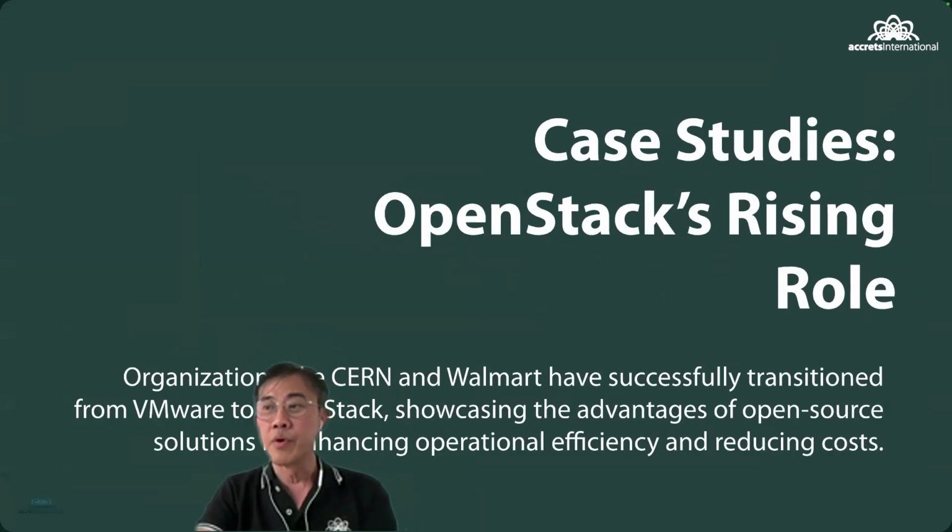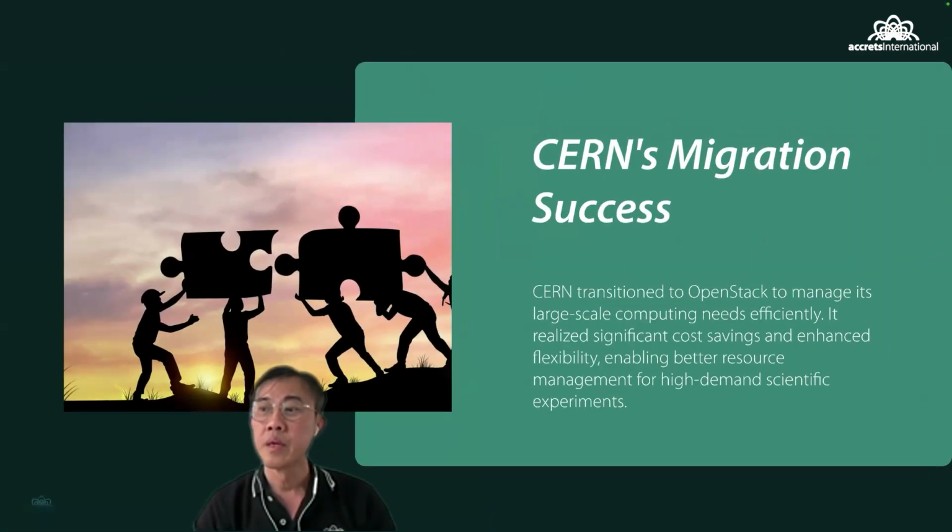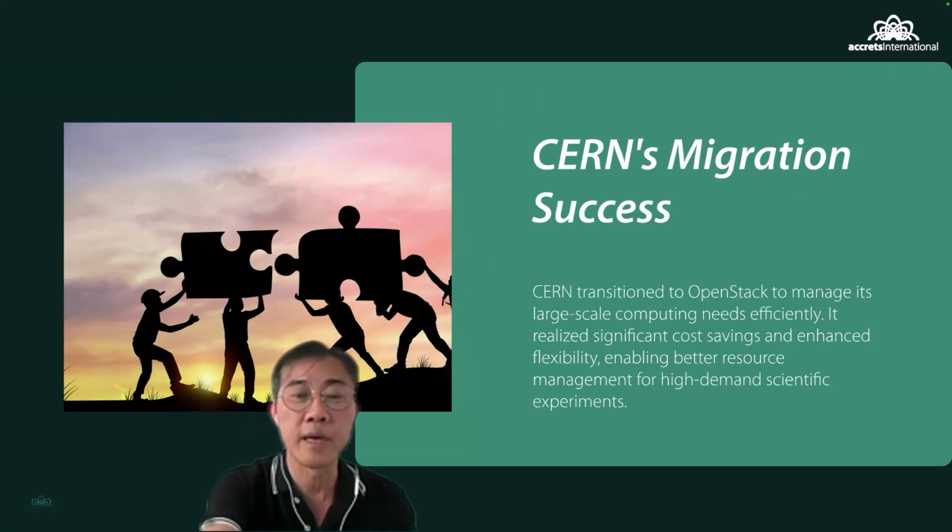Case studies for OpenStack, there's lots of them. If you do a Google search, you'll know there are a lot of case studies. We are just going to take a look at two, the Sun and the Walmart case. Sun transitioned to OpenStack for their large-scale computing needs. So far, I think they are doing very well. It's very flexible, with better resource utilization, for their scientific experiments.